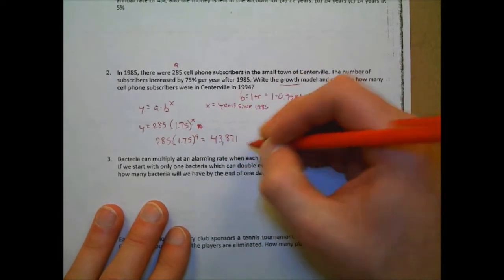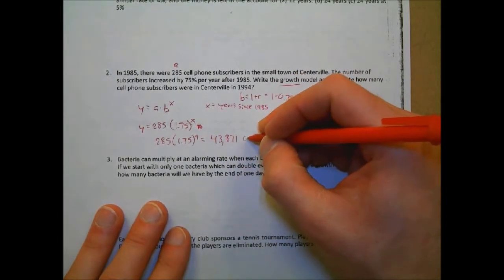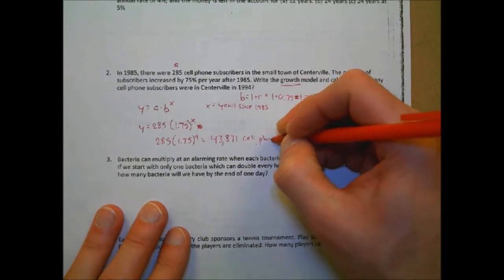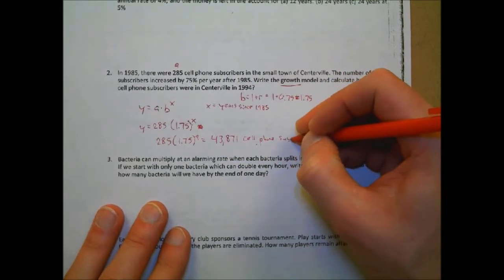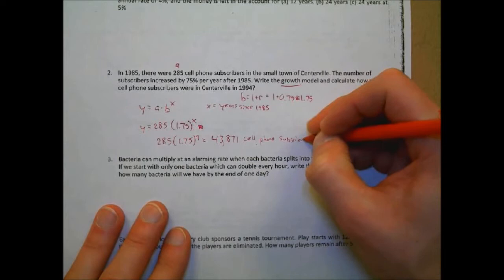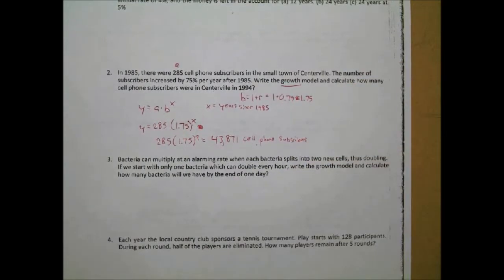871 cell phone subscribers. You round up to 2. Yeah, and so that's where it's going to get tricky, right? It's like, well, should we round up to 2? Should we not round up to 2? I think you can make arguments either way.